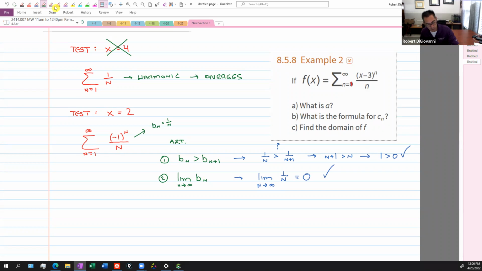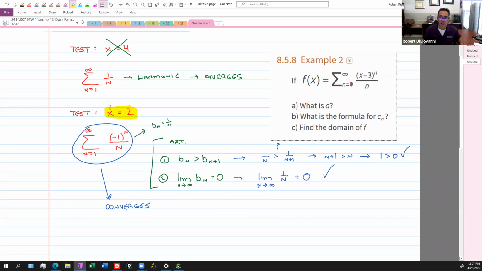Oh, sorry, I forgot to put that. We wanted to show these two things. Okay, so the alternating series test says you have to show two things. You have to show it's a decreasing sequence, which I did, and you have to show that the limit as n goes to infinity of that b sub n formula goes to 0, and that does go to 0. So the alternating series test then tells me that this series converges, right? Which means we do want to include 2, because 2 gets us convergence.